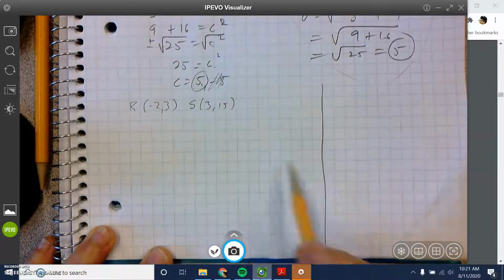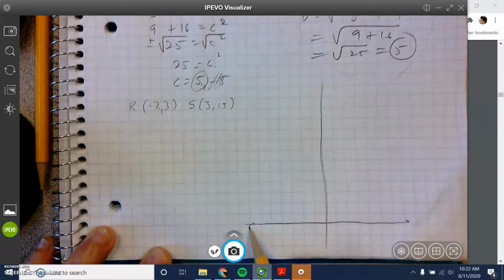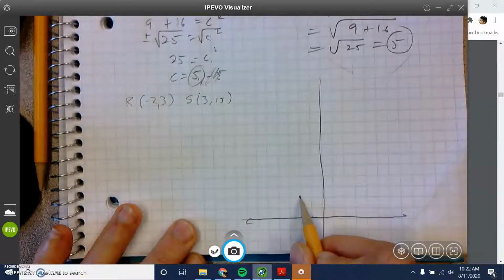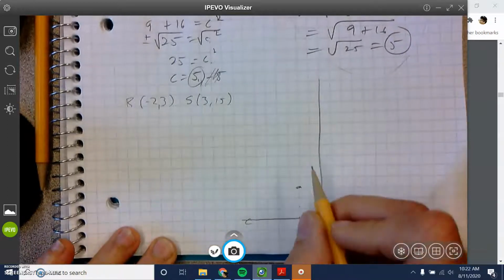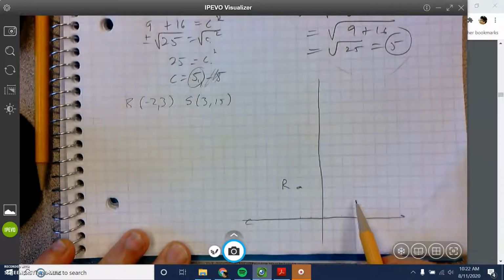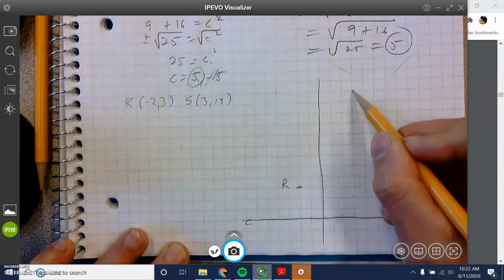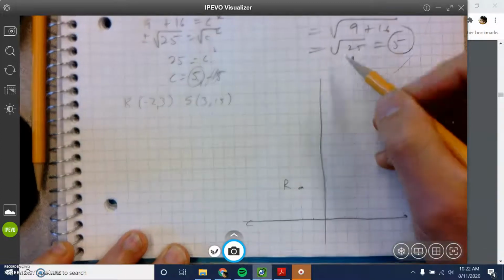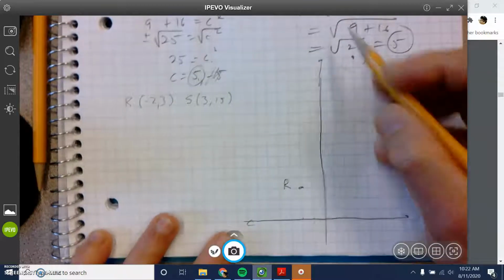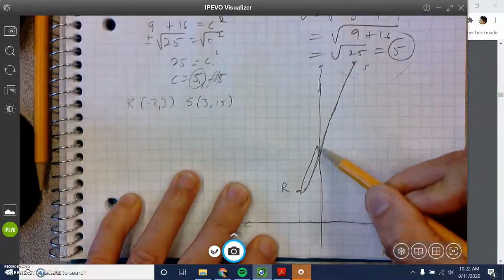I know I have to go to 15 on the y, so I've got to make a lot of room. So I'll make my x-axis way down here. So -2, 3. 1, 2, 3. Bam. So this is R. And then S is 3, 15. 1, 2, 3, 4, 5, 6, 7, 8, 9, 10, 11, 12, 13, 14. Whoop! All the way up here, 15. This is S. So I need this distance here. That distance.